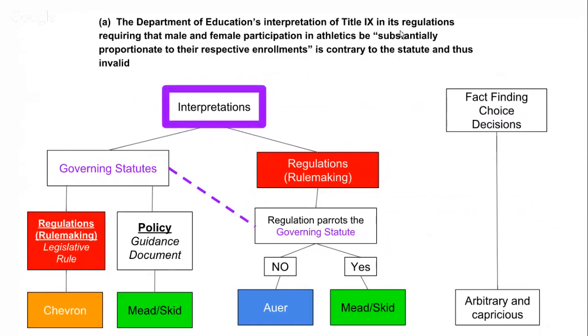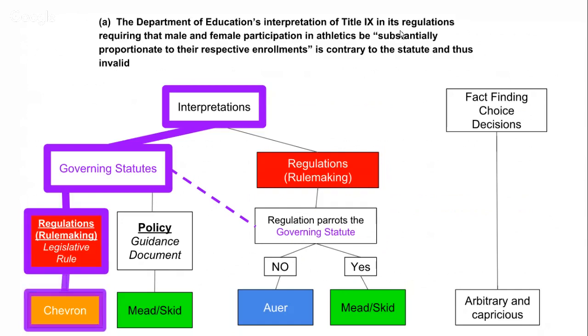So you have the interpretation of Title IX, which is the governing statute, and you can do it in one of two ways. You can do it through a guidance document or policy, or through a regulation. How are they interpreting the governing statute? Through its regulations. And that is why you have it here.